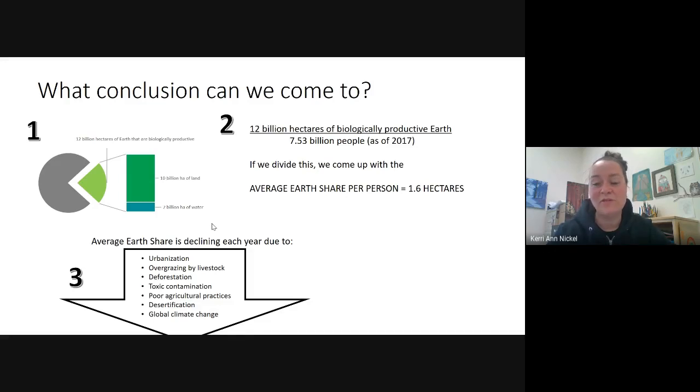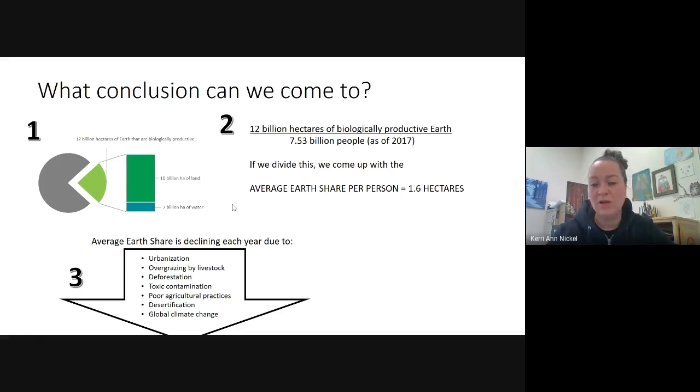So as we use more land for urbanization to build cities and homes, that uses potentially less land for resources. If there are poor farming or agricultural practices, which could include overgrazing by livestock or deforestation, sometimes there's toxic contamination from getting rid of products that we don't need anymore, desertification, and global climate change. Those can all affect the amount of land that's available for resources that we need to live.